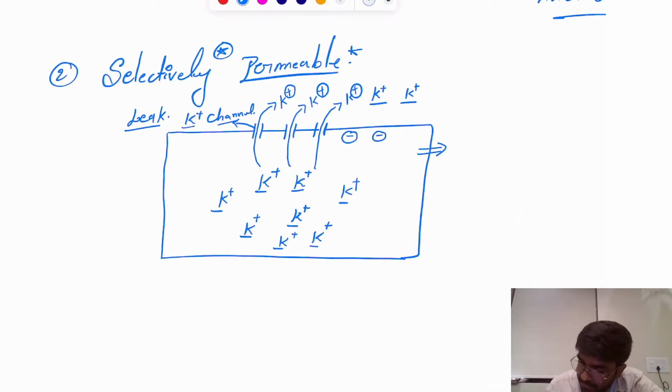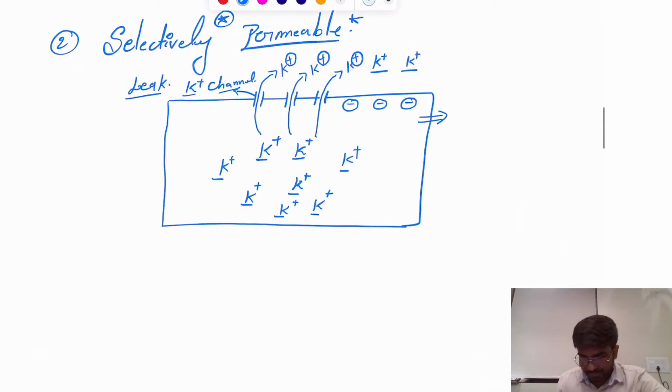The cell will become more negative when compared to the outside, because more positivity is going out. So the cell is losing the positive charges. Inside the cell, there will be development of negative resting membrane potential, when the cell is simply resting. So because of the leaky potassium channels, there is development of resting membrane potential.